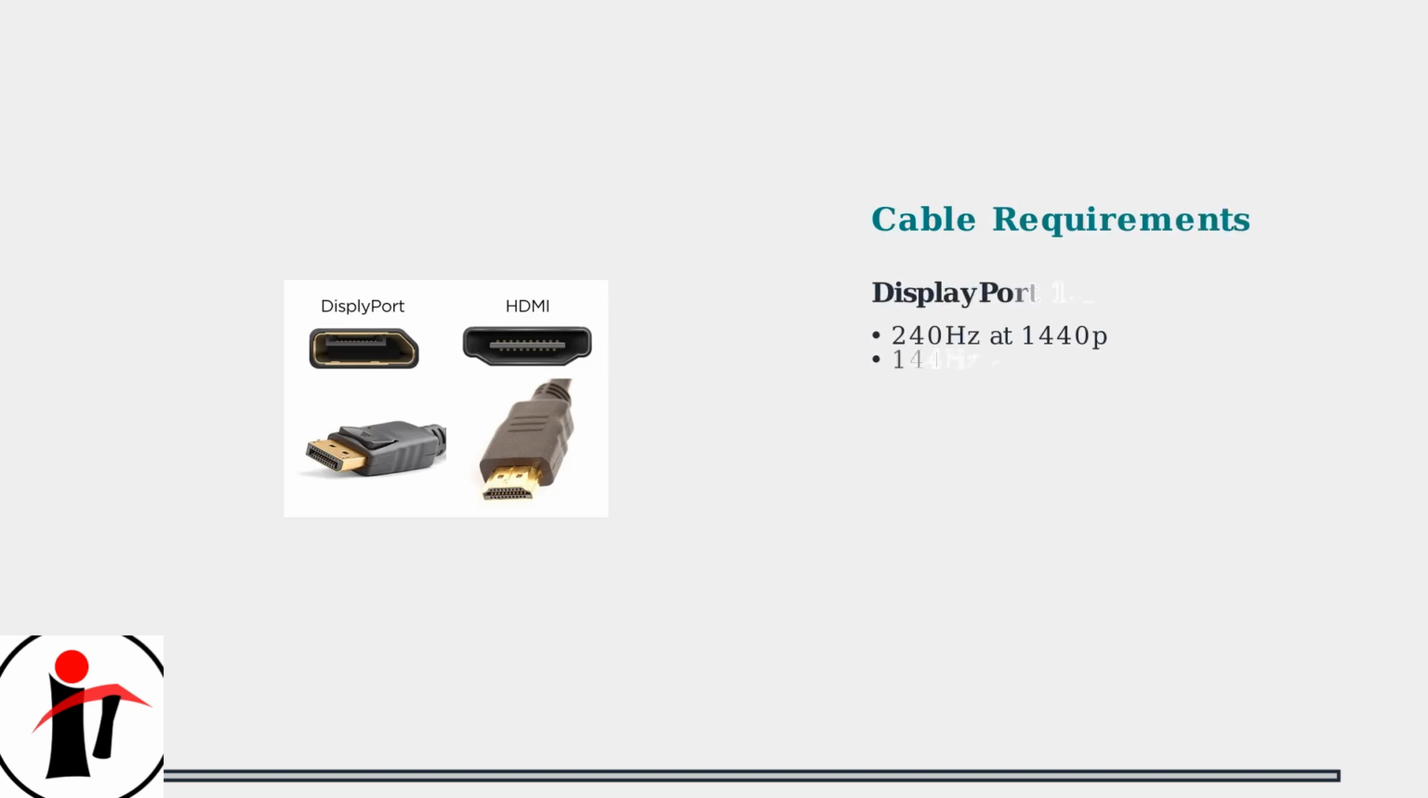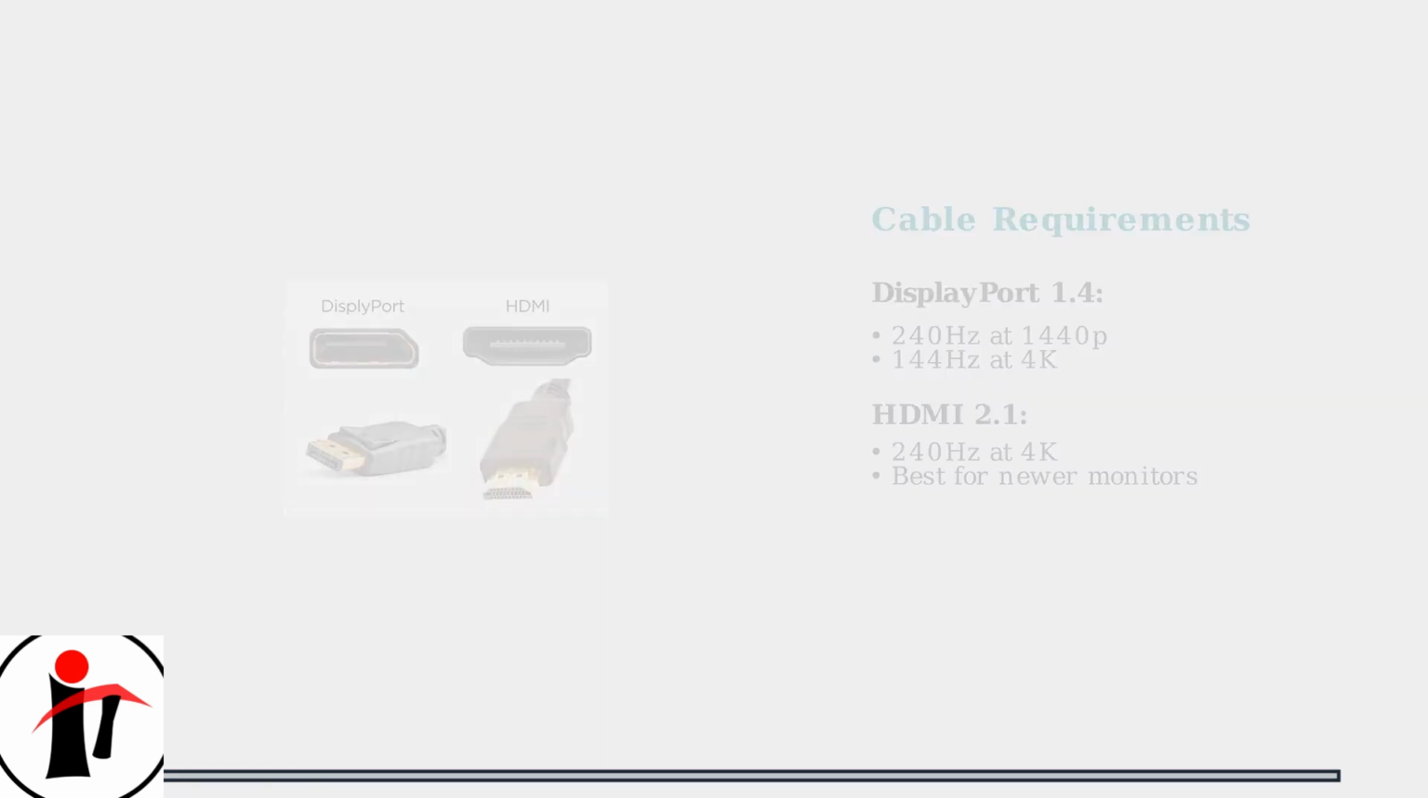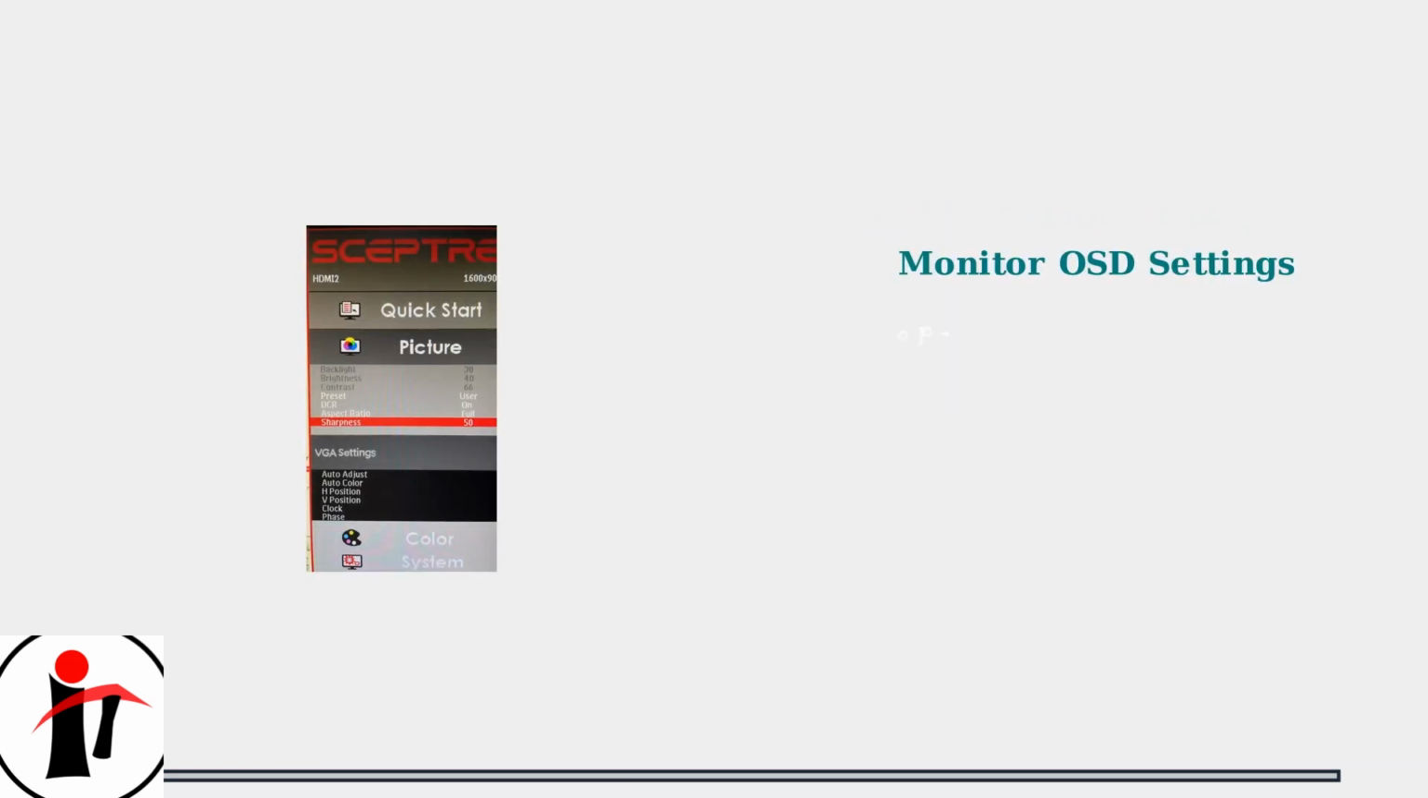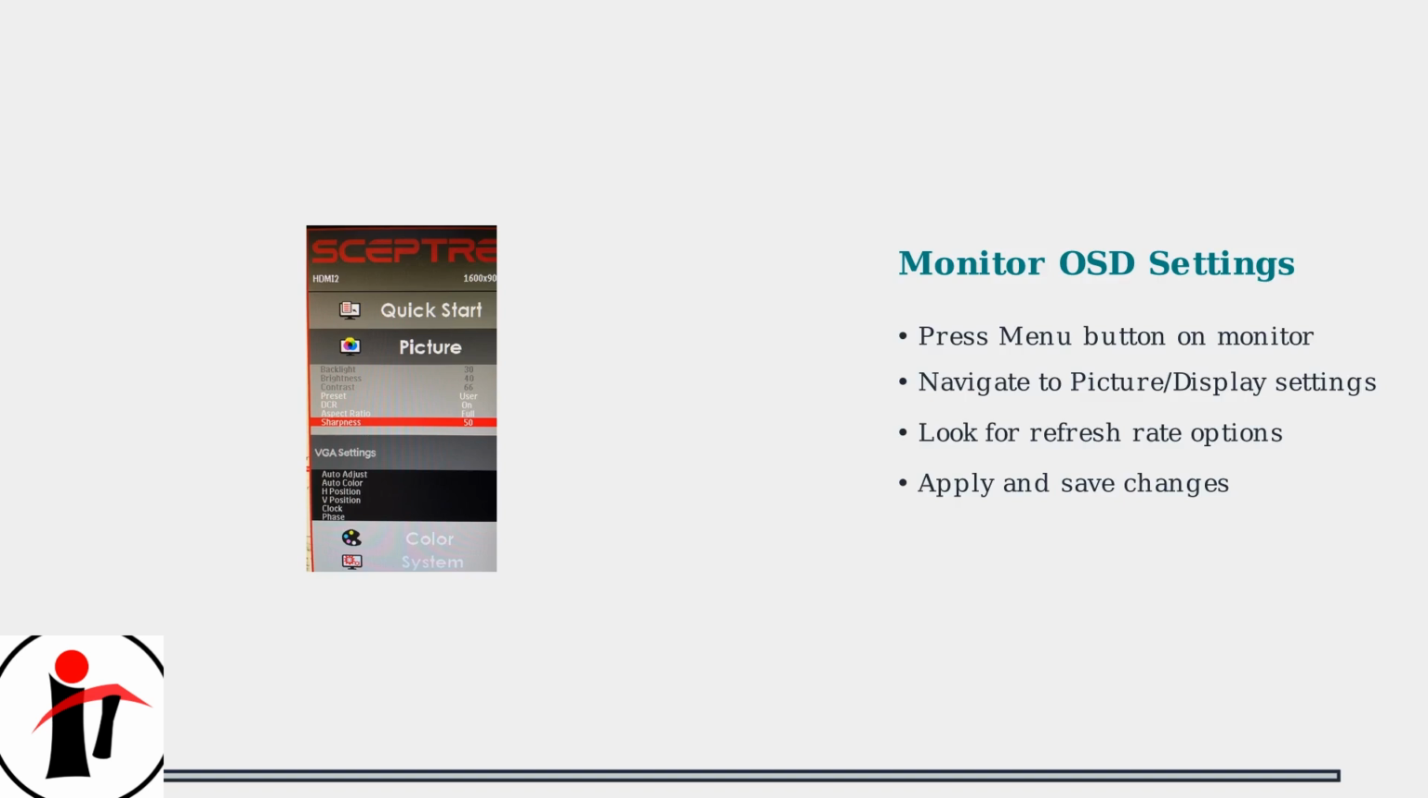Cable selection is crucial for achieving higher refresh rates. DisplayPort generally supports higher refresh rates than HDMI. Use DisplayPort 1.4 for optimal performance or HDMI 2.1 for newer monitors. You can also access refresh rate settings directly through your Sceptre monitor's on-screen display menu. Look for display or picture settings to find refresh rate options.